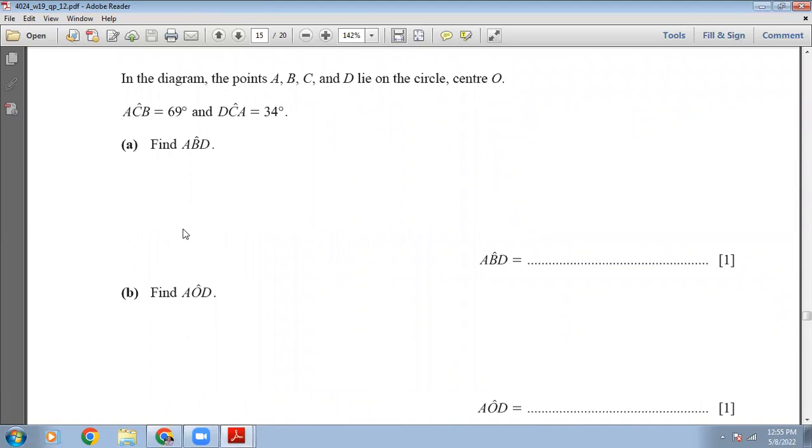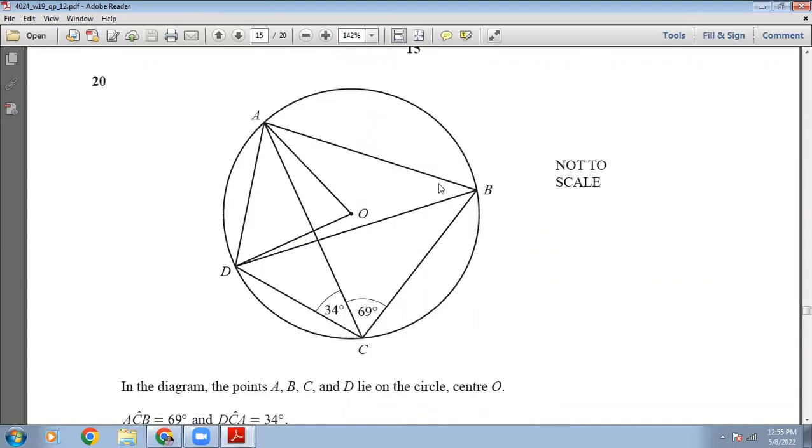ACB is 69 and DCA is 34. Find the angle ABD. They want me to find out this angle ABD. Can you see that AD is a chord? You join the ends of the chord with the point on the circumference C. And in the same segment, you join the ends of the chord to a point on the circumference, which is B. So these two angles will be exactly the same.